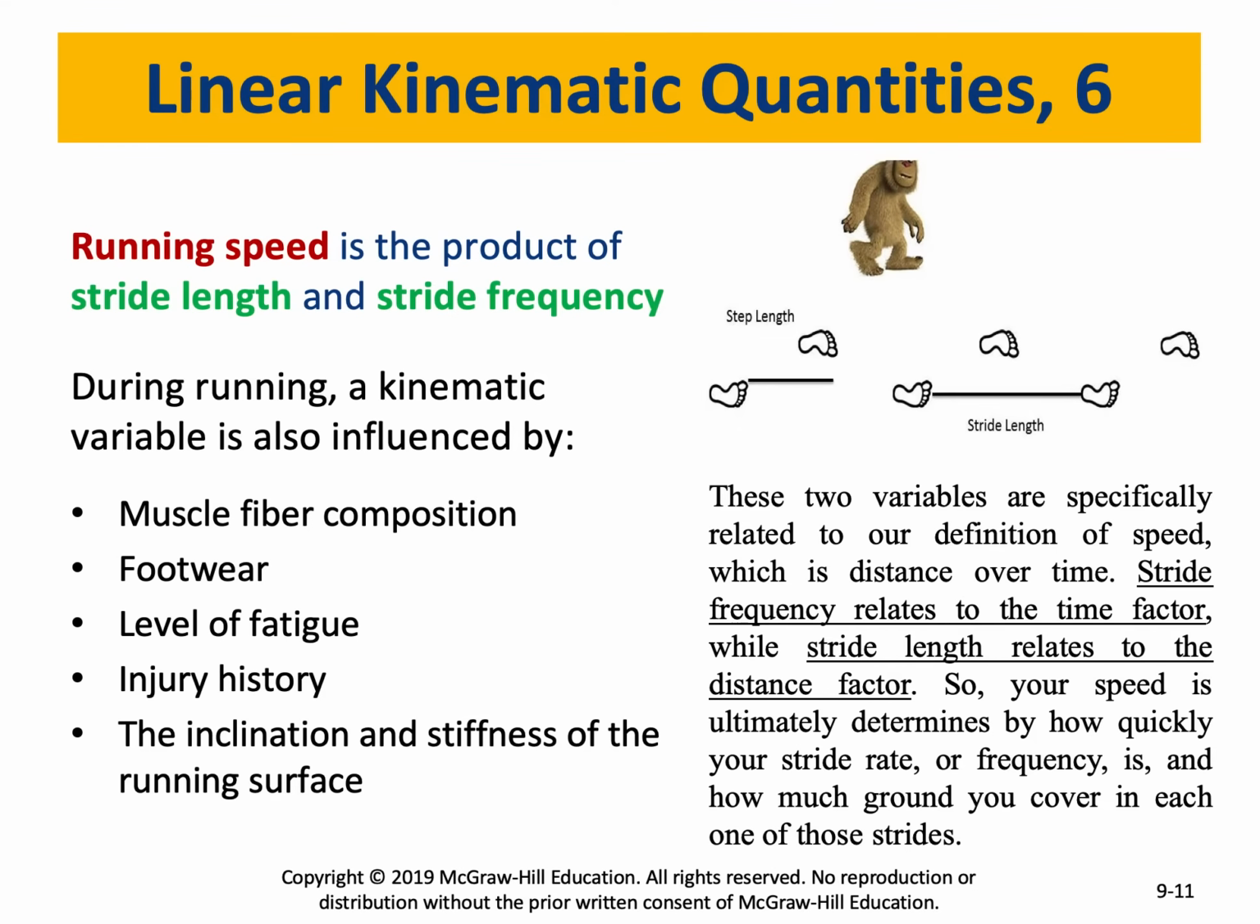We have multiple speeds that we use frequently in biomechanics. For example, we have running speed, which is the product of the stride length multiplied by the stride frequency. If you look at the image here to the right, it shows the step length, which is between the left and right legs during gait, and the stride length, which is between right and right, let's say in walking. During running, kinematic variables also have an influence. These kinematic variables affect the speed, stride length, and stride frequency.